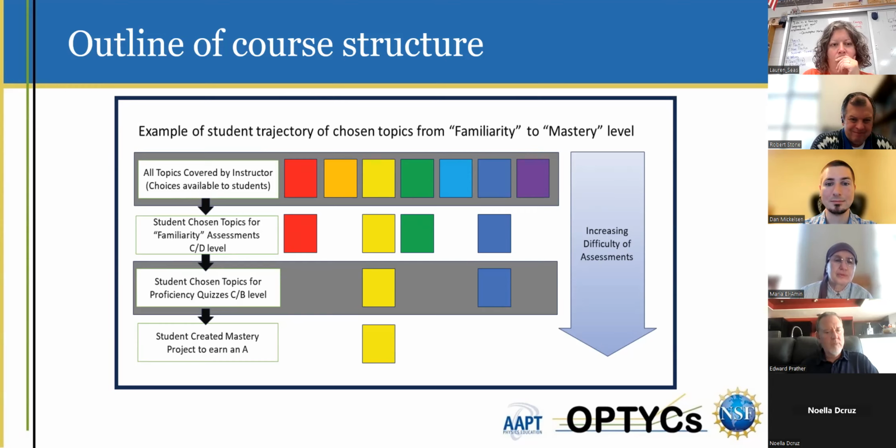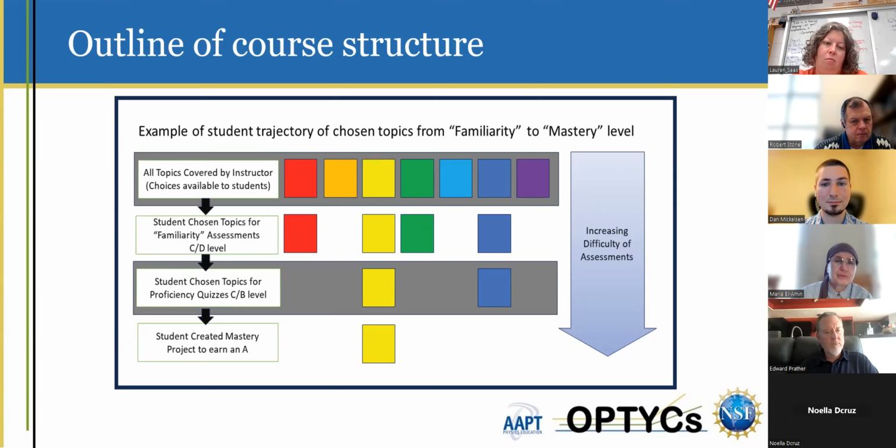Then students chose topics that interested them. Out of the topics that the instructor presented, the students chose topics that they were particularly interested in, and they were then assessed at a slightly higher level for those familiarity topics. These are topics that the student was going to study more in depth and read more about. If they successfully completed this and nothing else, their grade was going to be in the C-D range. And they knew this ahead of time.